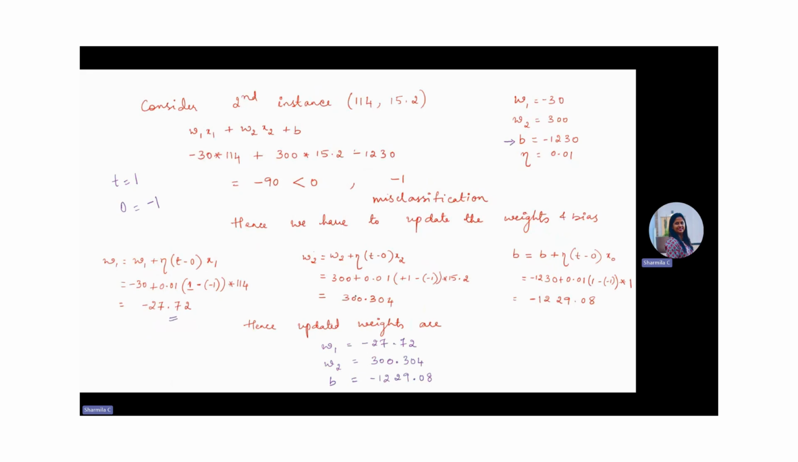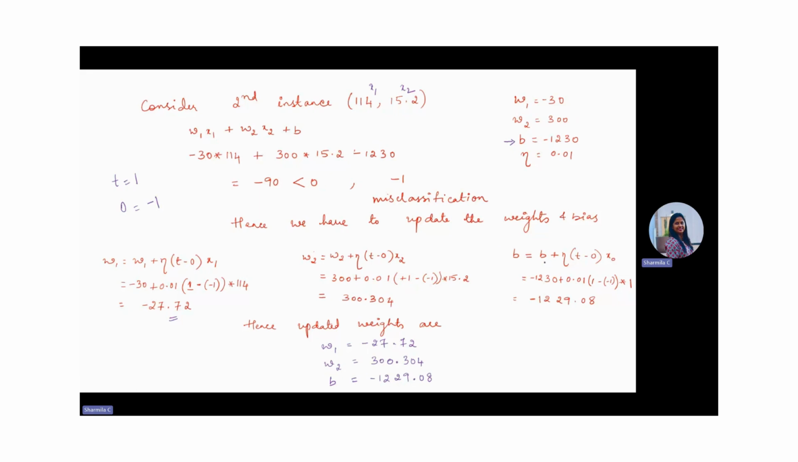For W2, in a similar way, substitute the values: 300 plus 0.01 into (target minus obtained output) into the X2 value. X1 value is this one. X2 value is this one. Substitute it. We will get the new weight.